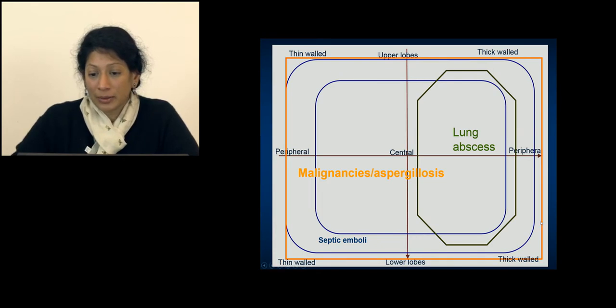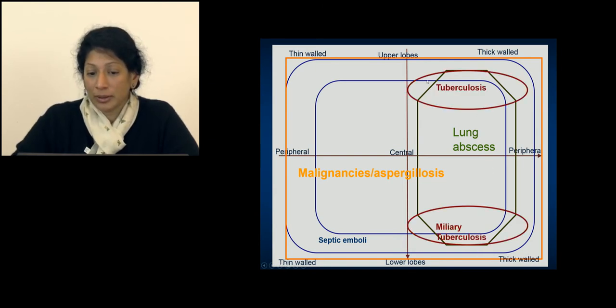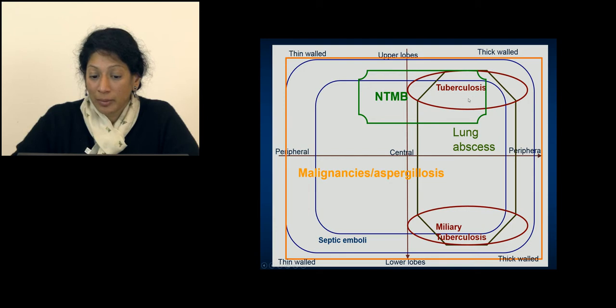You have lung abscesses. Well, they are usually not thin wall, they're intermediate to thick walls, but they can be central, peripheral, and upper and lower, so they are here. Tuberculosis is also intermediate to thick wall. It's usually in upper lobe, whereas miliary tuberculosis in the lower lobe. So this would be here. And non-tuberculous mycobacteria are usually in the upper lobes, and there's no special predilection for peripheral or central, and they are not necessarily always that thick, so they can have thin walls, so they'll cross over here.